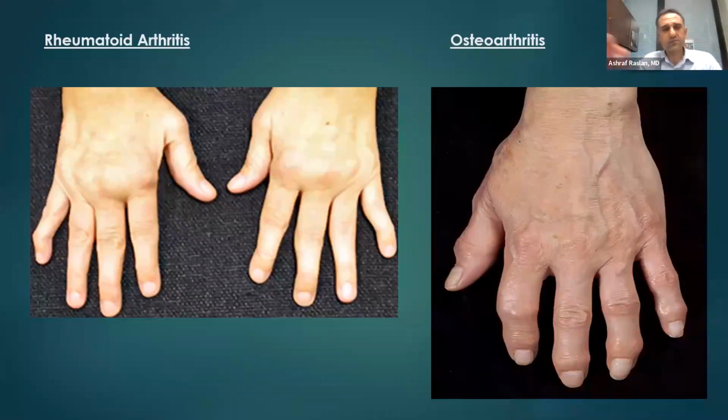So if you look here, on your right-hand side we have osteoarthritis, the picture we saw before. This is a typical finding for osteoarthritis in the hand, where there are bony enlargements that are solid, and there is no fluid, no actual swelling, and no warmth in the joint. So this is typical for osteoarthritis.